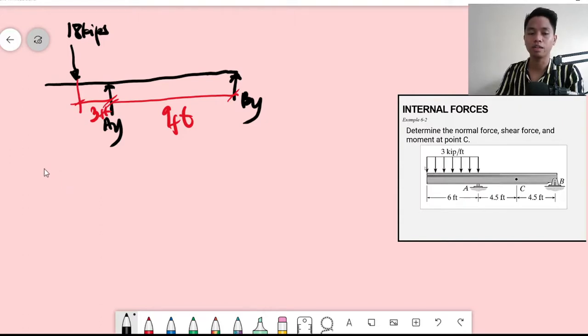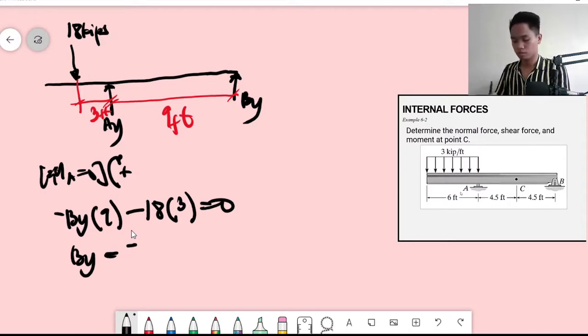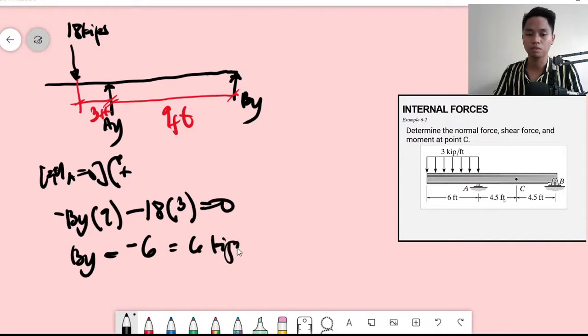Or we can just use the summation of moments. Summation of moments at A is equal to 0. Clockwise moments are positive. We have no clockwise moments, so this would be negative BY multiplied by 9 minus 18 multiplied by 3 is equal to 0. Therefore, BY is negative 18 times 3 over 9, that should be 6. BY is acting downward, that should be 6 kips. The direction is downward.